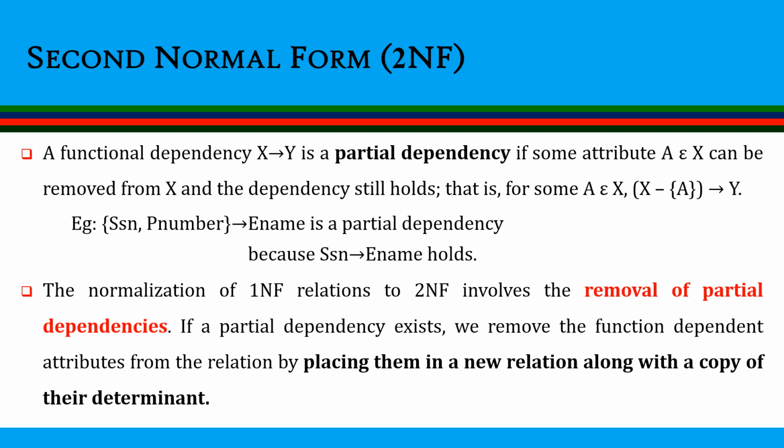The normalization of first normal form relations into second normal form relations involves the removal of partial dependencies. So if you have a partial dependency in that relation, we have to remove it. If a partial dependency exists, we remove the functionally dependent attributes from the relation by placing them in a new relation along with a copy of their determinant. So we have to remove the partial dependencies to have the table in the second normal form.